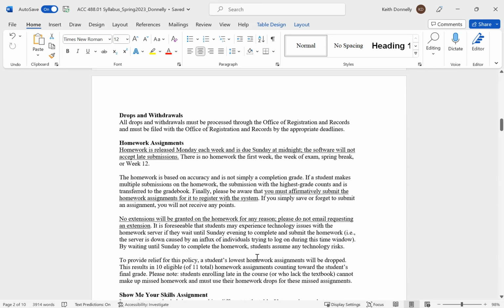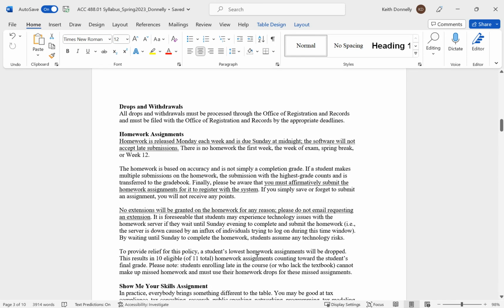So a few things here. Homework, we're doing that through Connect. To access the homework each week, you're going to have to go to the Connect website. You would just click the link in Brightspace. It would take you there and you do the homework. No homework the week of an exam or this week or during spring break or week 12. So certain weeks, and I'll send an announcement each week that basically tells you what you need to do.